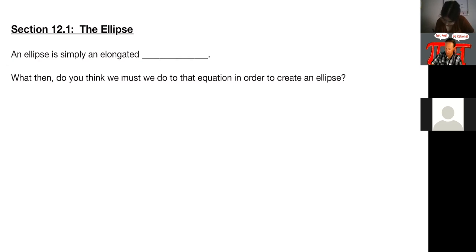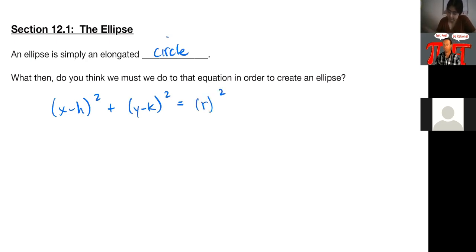So we said an ellipse is simply an elongated what? Circle. That's right. So then what do you guys think we must do to that equation of a circle in order to create an ellipse? If we want to elongate it, and by it I mean the circle, what do you think we'd have to do to this equation? Divide it. So Kevin knows the look of it, right? But we're going to have to multiply it by anything that is different. And that would force it to be elongated in either the X or the Y.